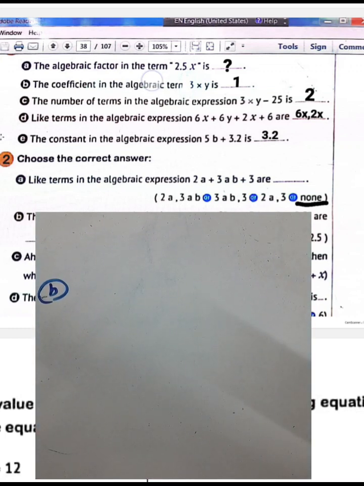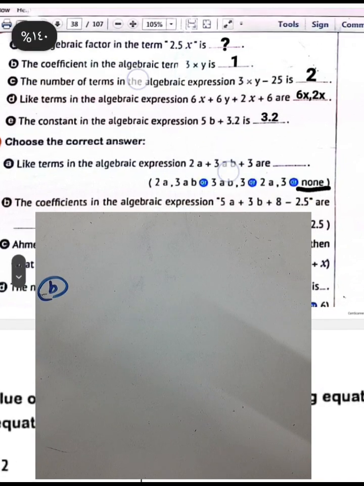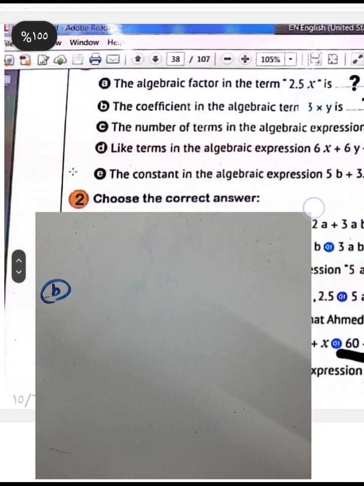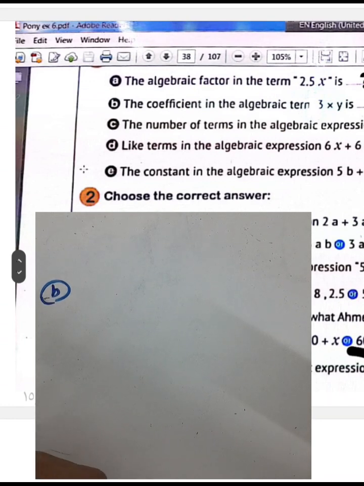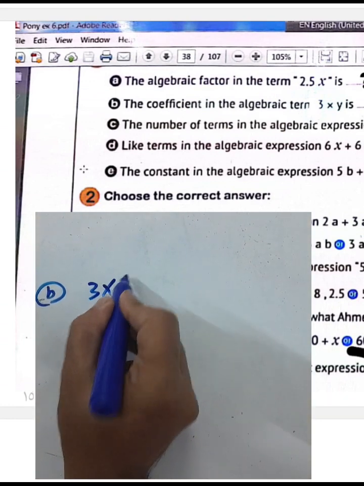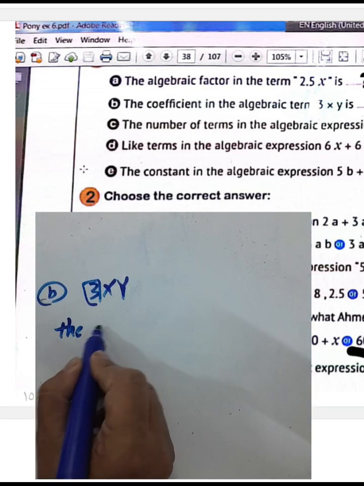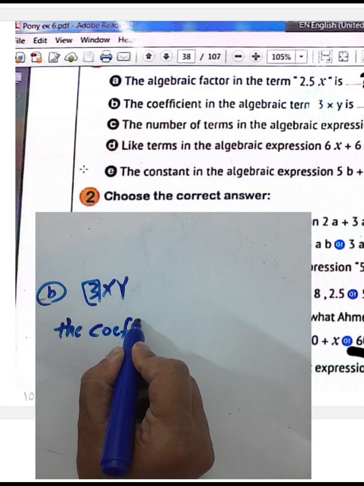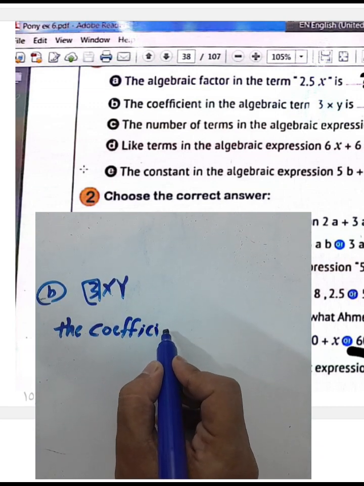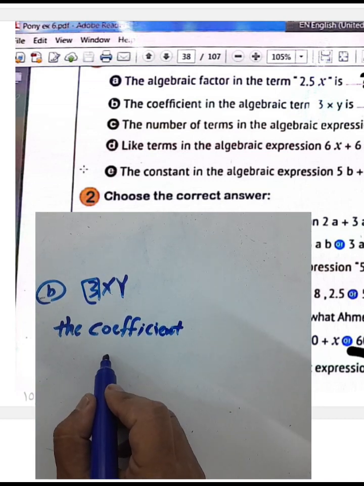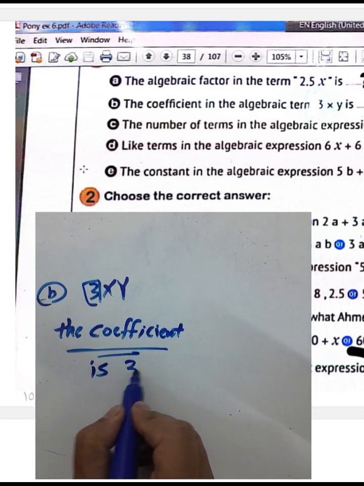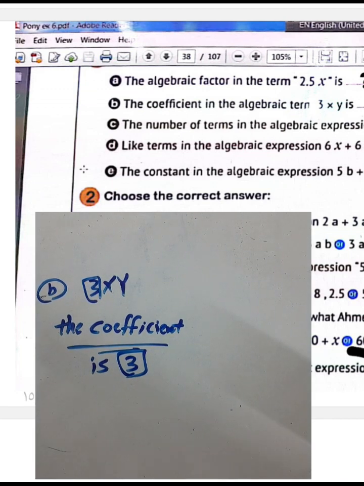The coefficient in the algebraic term 3xy. He asked about the coefficient of this algebraic expression. The coefficient here, given 3xy, will be 3. The coefficient is 3. Okay, so the result here will be 3. Write 3. Question letter C.